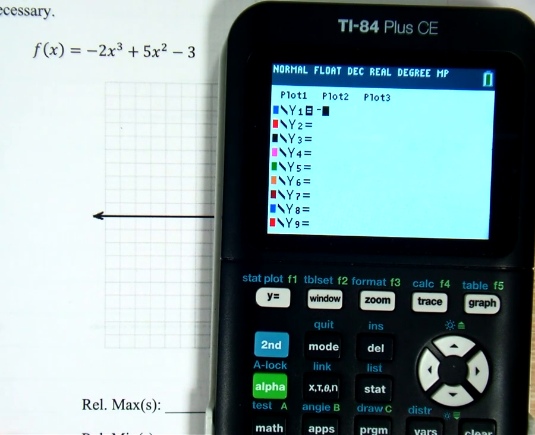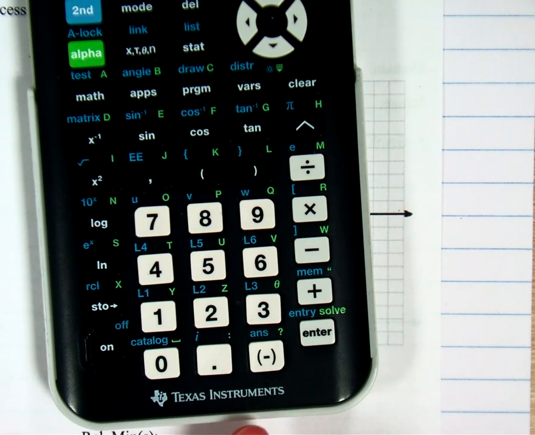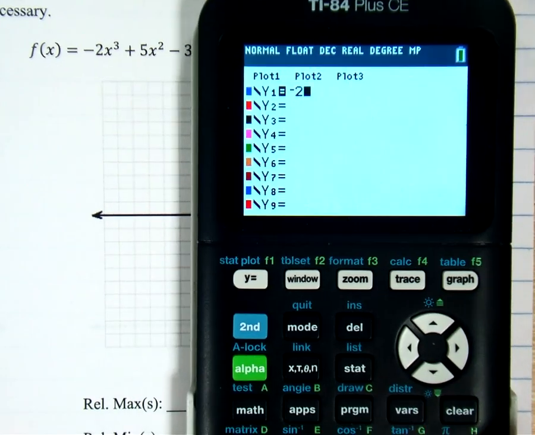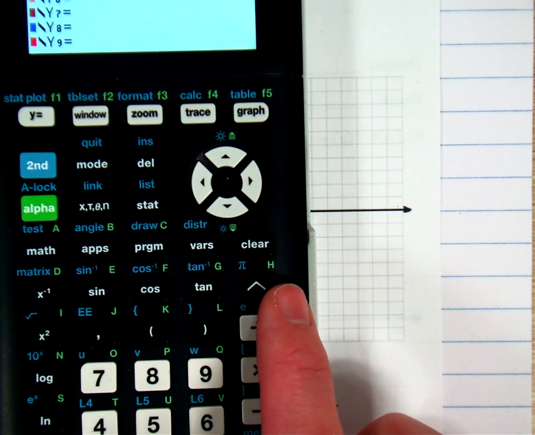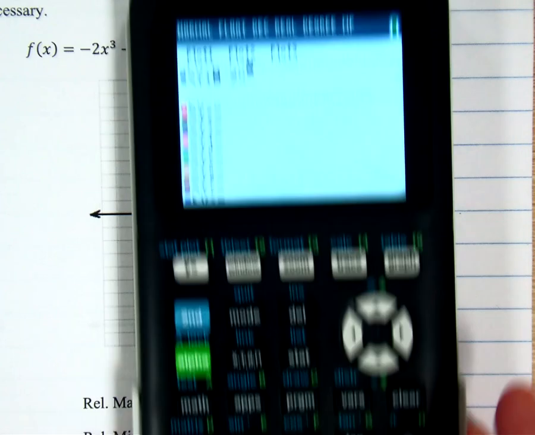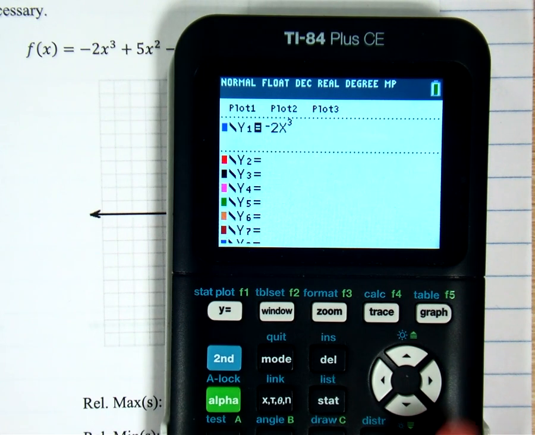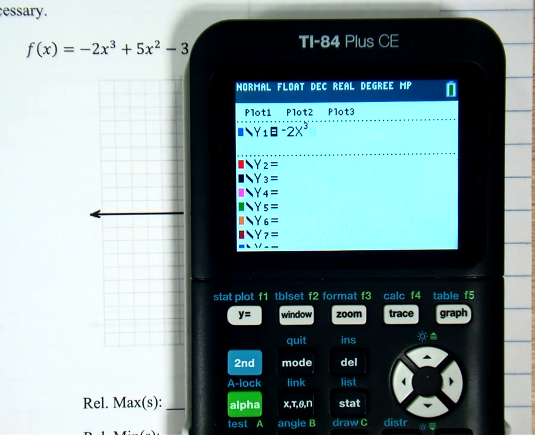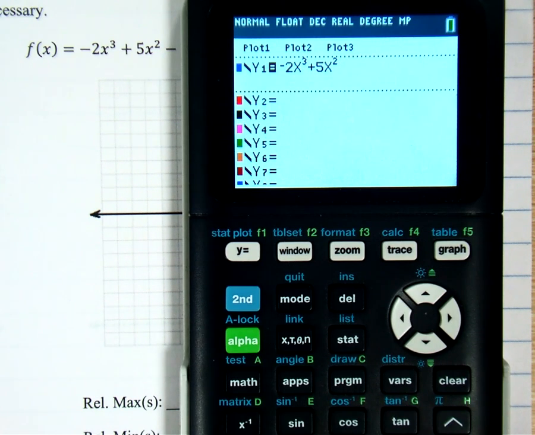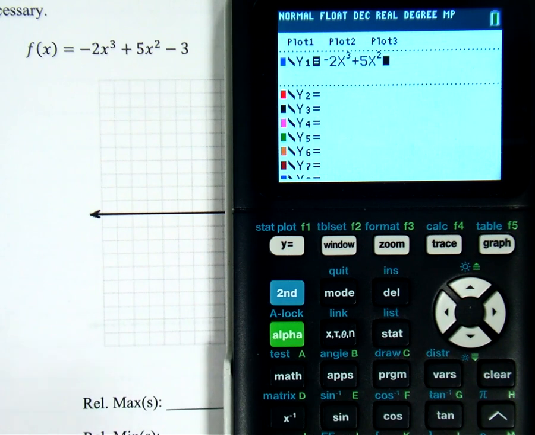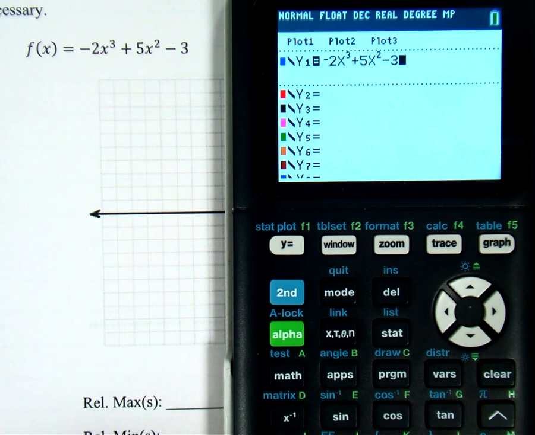Negative, not minus, negative 2. Okay, the difference between that's minus, that's negative. Negative 2x to the third, okay, power key. Third power, bump it over, plus 5x squared, no regular x's, minus 3. We graph.